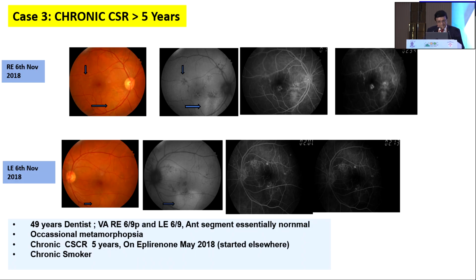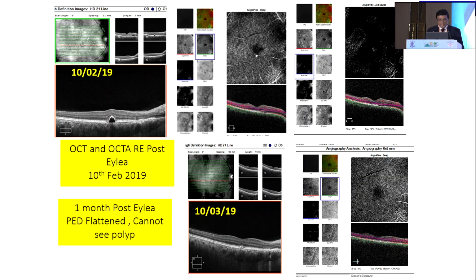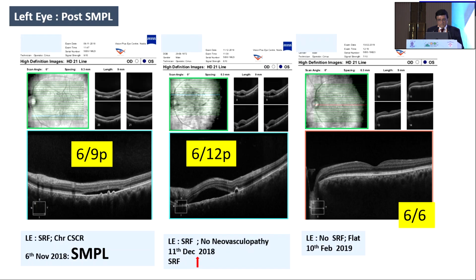This is a dentist who has been under various forms of treatment with anti-VEGF and transpupillary thermotherapy. He was a smoker. We did his angiography and an OCTA. We found that his right eye had a pachychoroid neovasculopathy with a neurosensory detachment, which was treated with an anti-VEGF injection. This was then followed up by treatment with micropulse laser in both eyes. So he received micropulse laser and we called him and he came back after about 3 weeks.